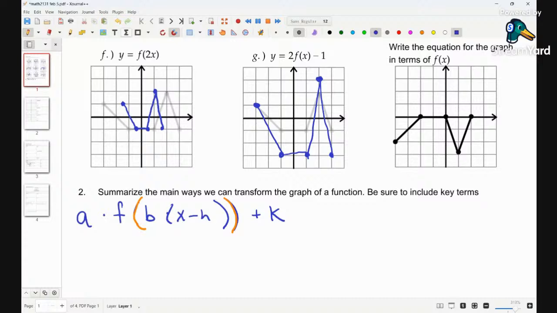Maybe by talking to someone, you'll say, oh, I forgot about reflections. Oh, I forgot about horizontally shrinking or something like that. Oh, I forgot it's like inside opposite. All right, so we got it in 2 minutes.